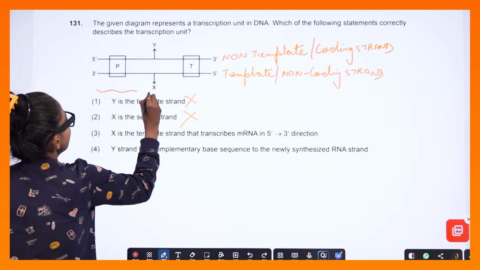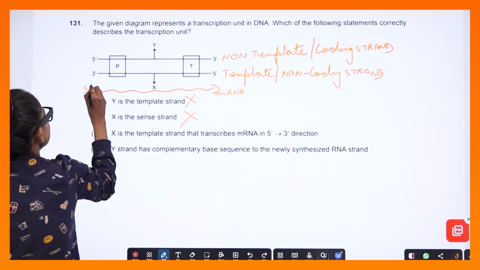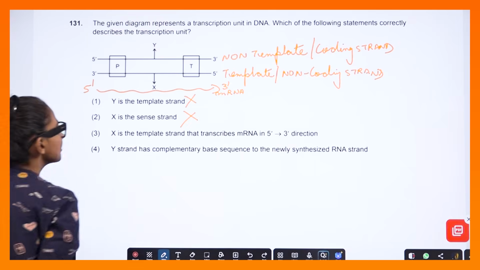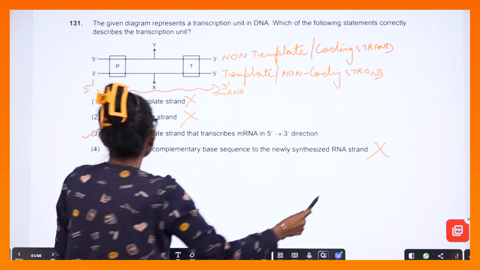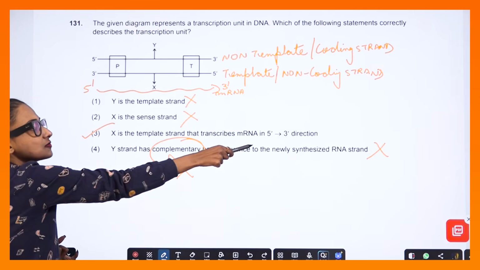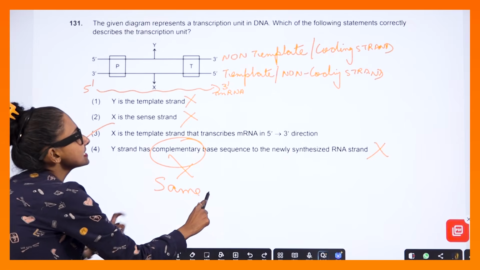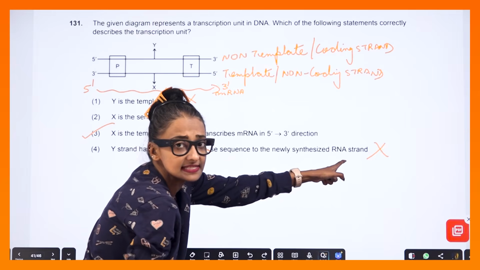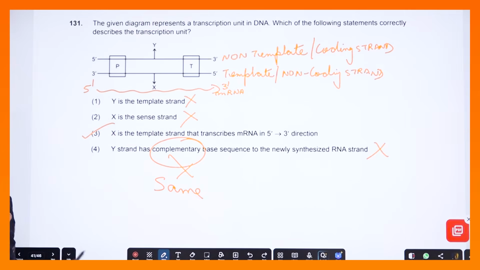That means your mRNA is going to be in 5' to 3' direction. Correct. So that means this one. And this is also false because it says that Y has complementary base sequence to mRNA. No. Y has the same base sequence as the newly synthesized RNA strand. That's why Y is called the coding strand. Okay.